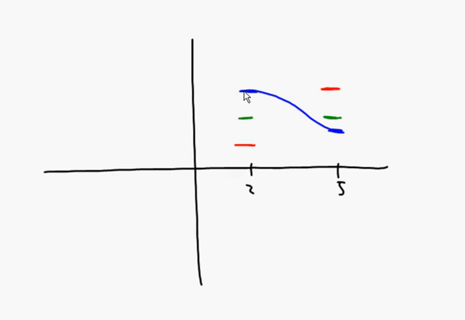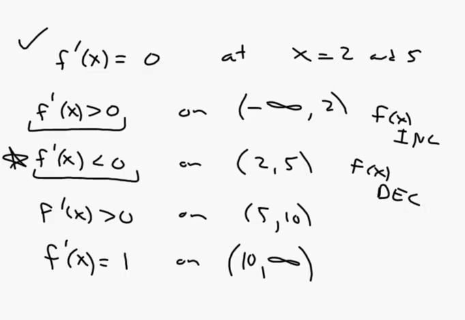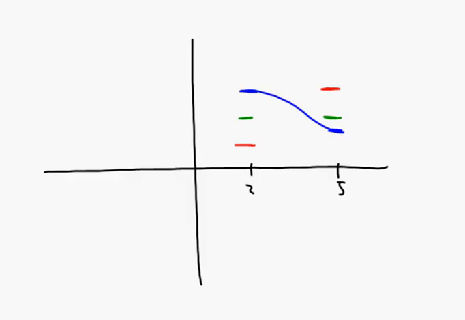So the blue graph would satisfy that starred condition because the slope was negative in between. The function was decreasing. The red one wouldn't do it. The red one would have to have positive slopes, so that's no good. And the green one would have to have a slope of 0, and that's no good. So the red and green can't work, only the blue can work. So I'm going to get rid of those, and that's what our graph has to look like in between.